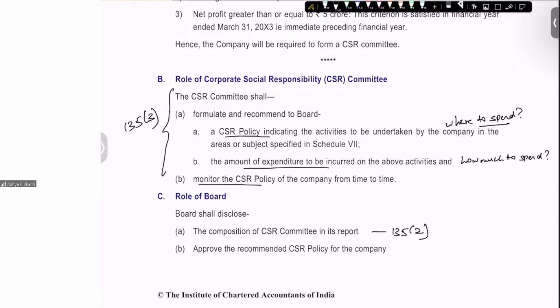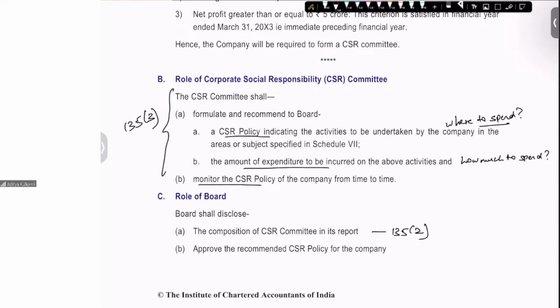Okay, surrounding areas, I have fulfilled the criteria, but I still have to meet the liability. Then you can consider spending it in any subject area specified in Schedule 7. In Schedule 7 you have a huge list of activities: eradicating hunger, educating the girl child, cleaning of rivers, then donations to Army Widows Fund or Army pension schemes. All these are there in Schedule 7, which we will be going through in a short while.